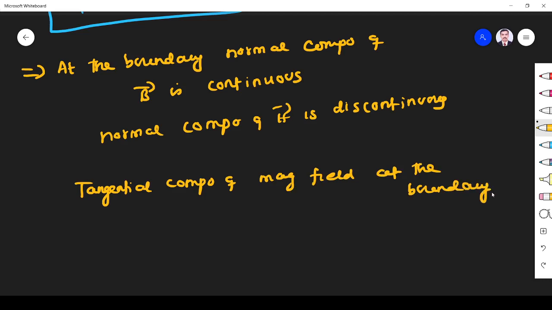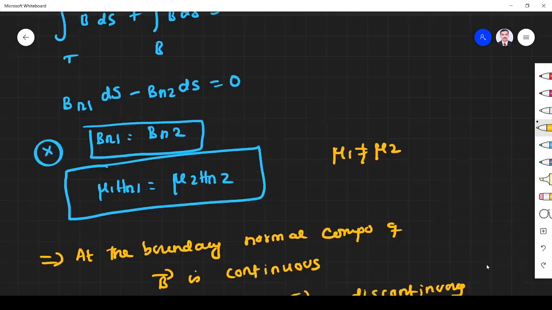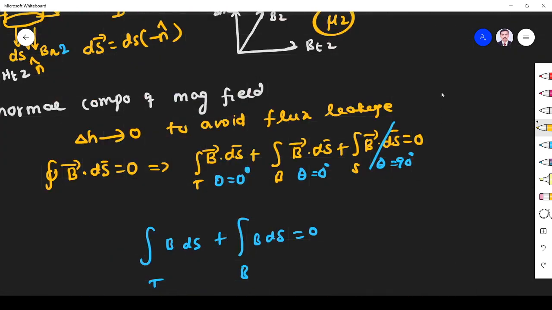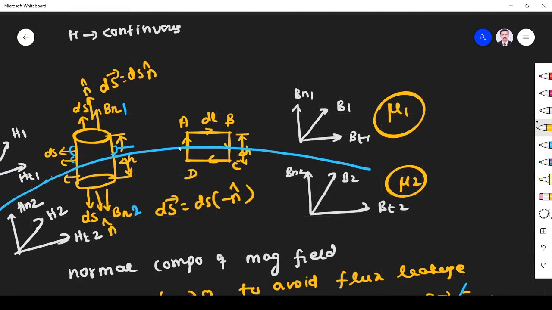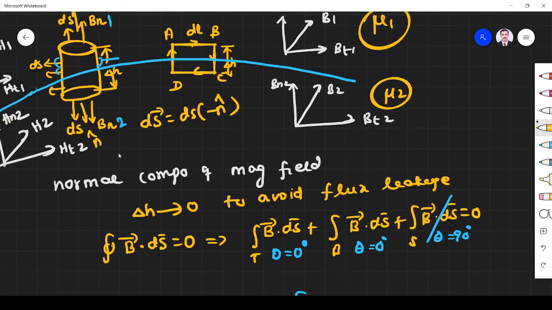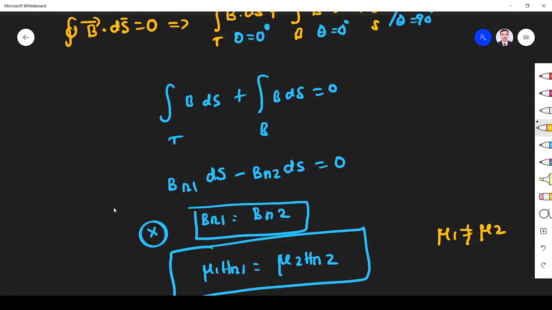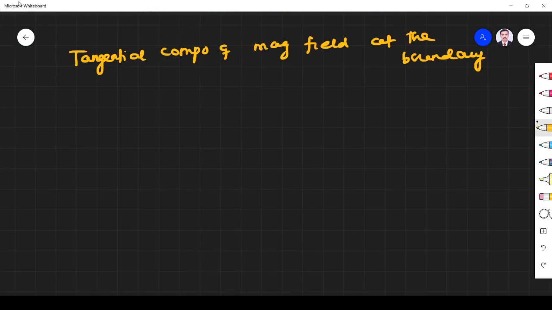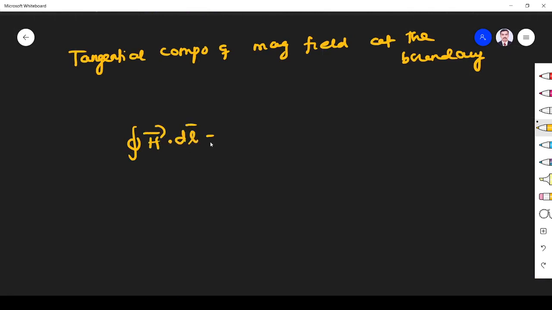Right? So in order to find the tangential components, like what we did for the electric field, we have to take a pillbox, this loop. Here we apply Ampere's circuital law to find the answer. So how are we going to find it? Let us see. We have H dot dl equal to I enclosed.